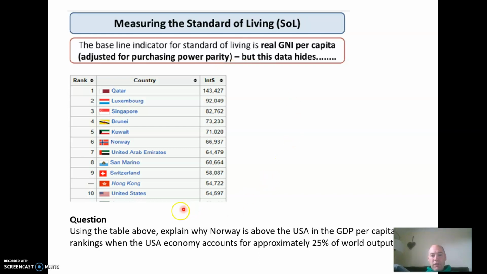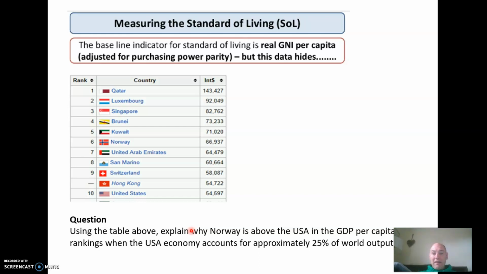In terms of the data that you have, the question says, using the table above, explain why Norway is above America in terms of GDP per capita, or per head, rankings when the American economy accounts for 25% of world output. What I'd like you to do is pause the video for 2 minutes, have a go at the question. When you've completed the question, press play and see how you've done.